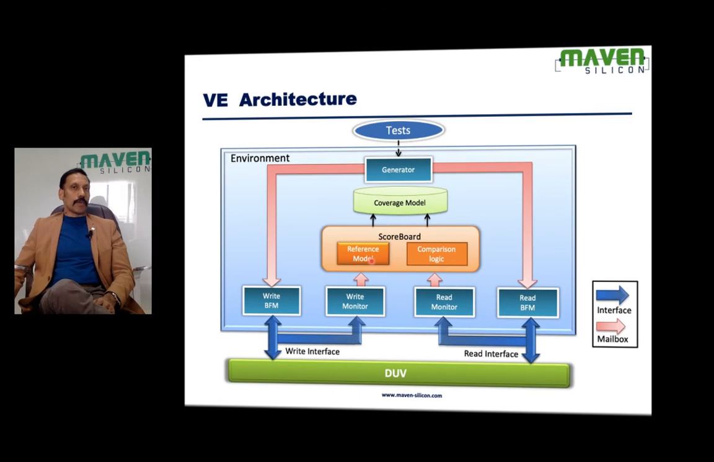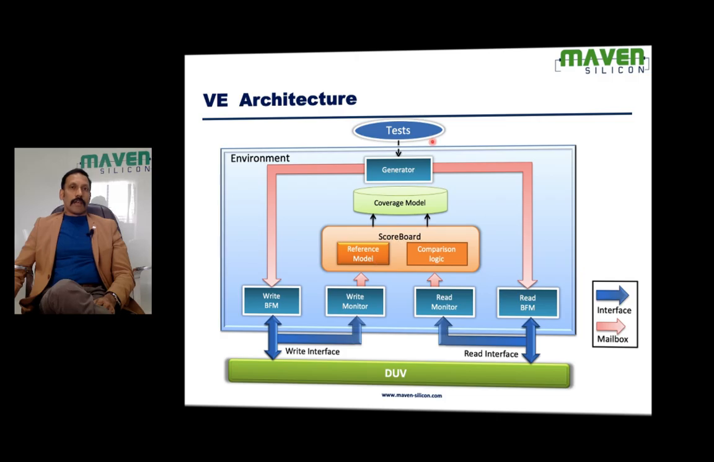If the DUV is going to be like a networking component, something like router, in case of router, what happens? You send the packet and the same packet comes out. There is no difference between output packet and input packet. In that case, we don't need a reference model. This is what we discussed.